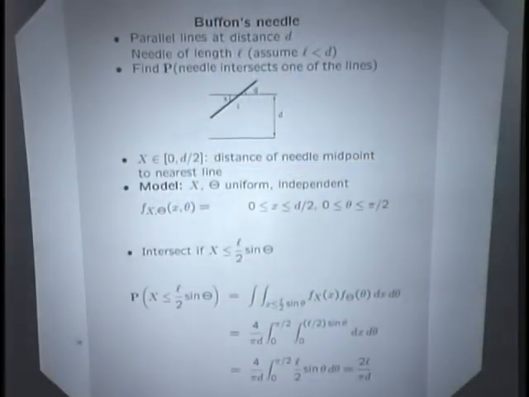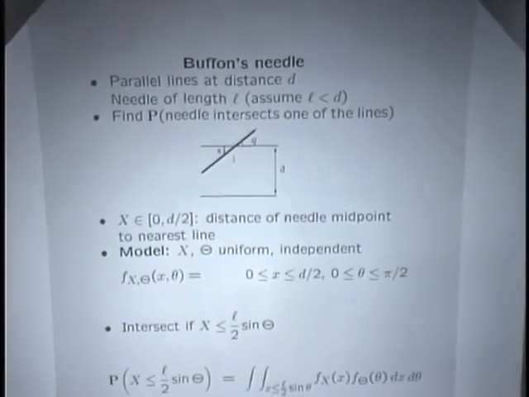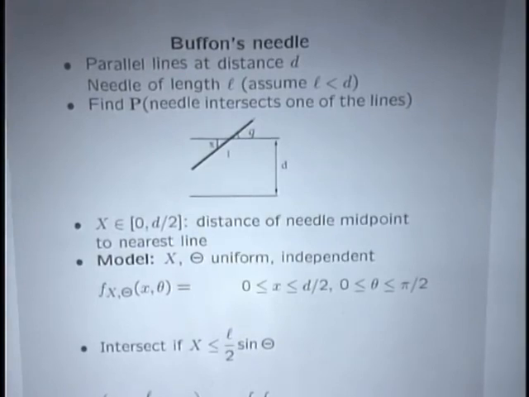So you have the two-dimensional plane, and on the plane, we draw a bunch of parallel lines. Those parallel lines are separated by a length, the lines are apart at distance d. And we throw a needle at random, completely at random. And we'll have to give a meaning to what completely at random means.